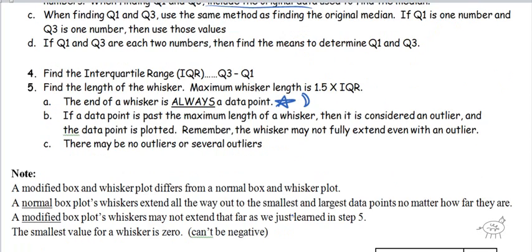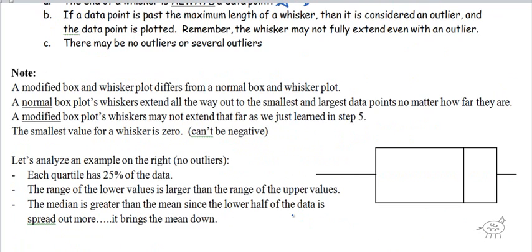All right, a couple more notes here, and we're going to get to making one in a little bit. A modified box and whisker plot differs from a normal box and whisker plot. A normal box plot's whiskers extend all the way out to the largest and smallest data point, no matter how far they are, so you don't really have any outliers. But a modified box and whisker plot may not extend that far, just as we learned in step 5, because you might have outliers. The smallest value for a whisker is 0. You can't have a negative whisker.